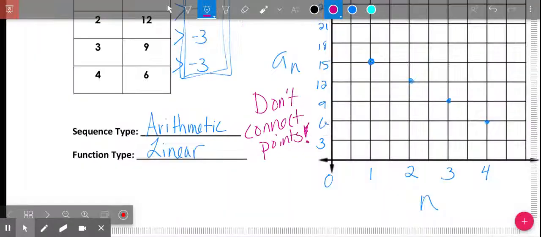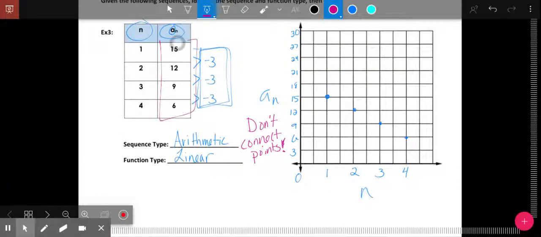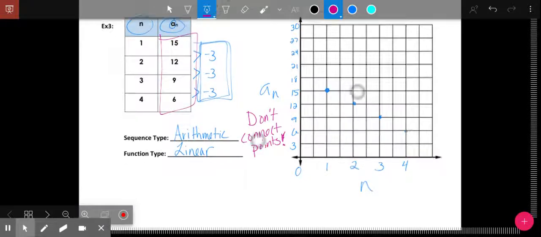The reason you don't connect the points is because these are individual terms, not a function. They are individual pieces. So we don't connect the points, because then it'll include all the things in between. Okay, and we only want the individual pieces. All right, flipping the page over to the back.